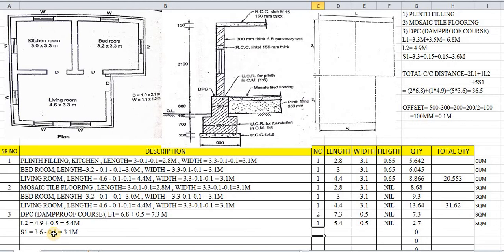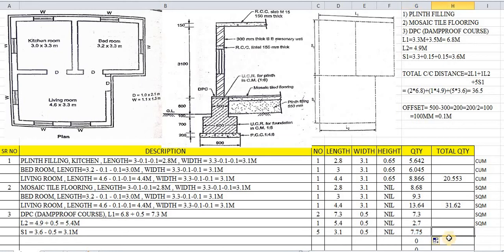So here we have calculated the length of short wall S1. S1 is 3.6 minus 0.5, that is 3.1. How many numbers of short walls are there? 1, 2, 3, 4, 5. So 5 numbers are there, and its length is 3.1. What about the width of short wall? 0.5 is the width of short wall. Again there is no height value for this. So this value is nothing but 7.75. So here we have subtracted the width of section for short wall, and for long wall we have added, and we have calculated the quantities.